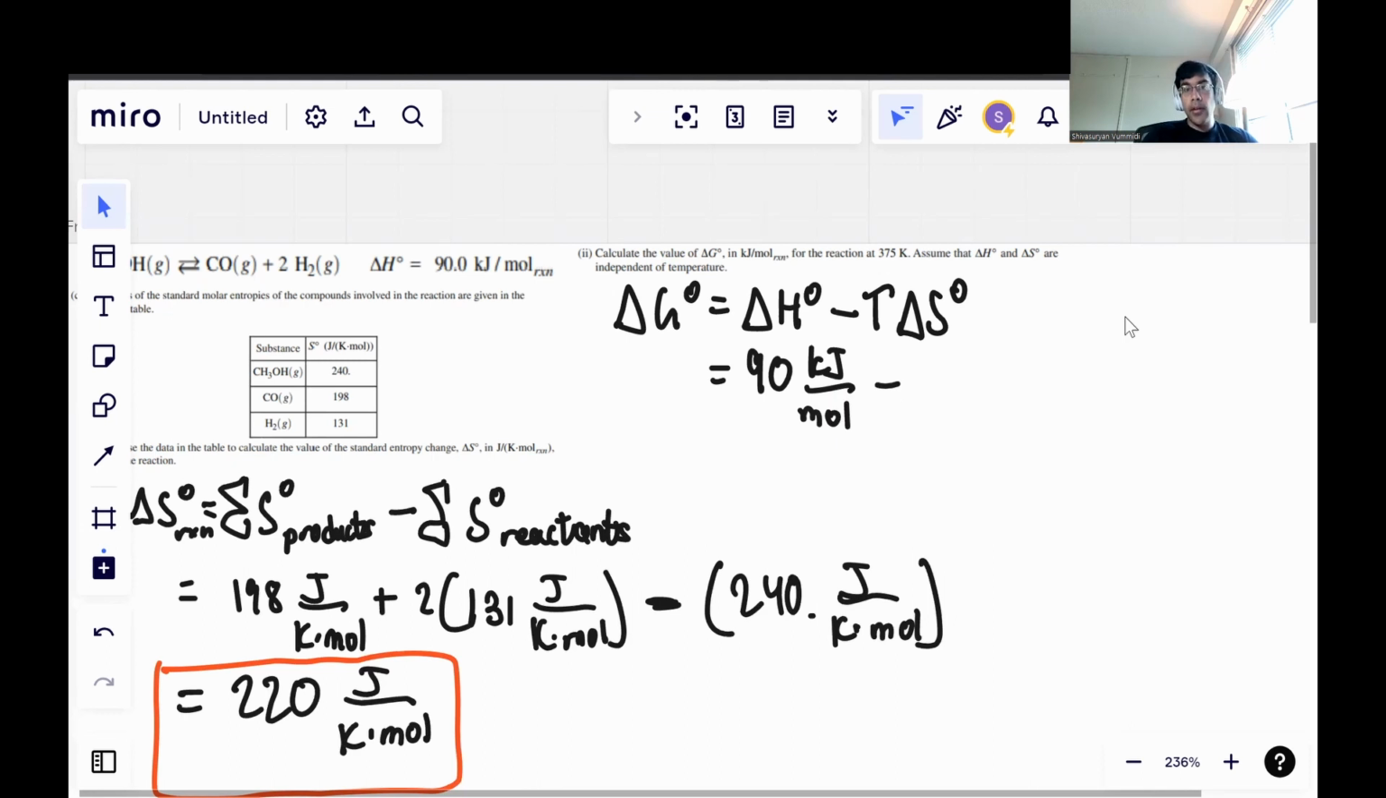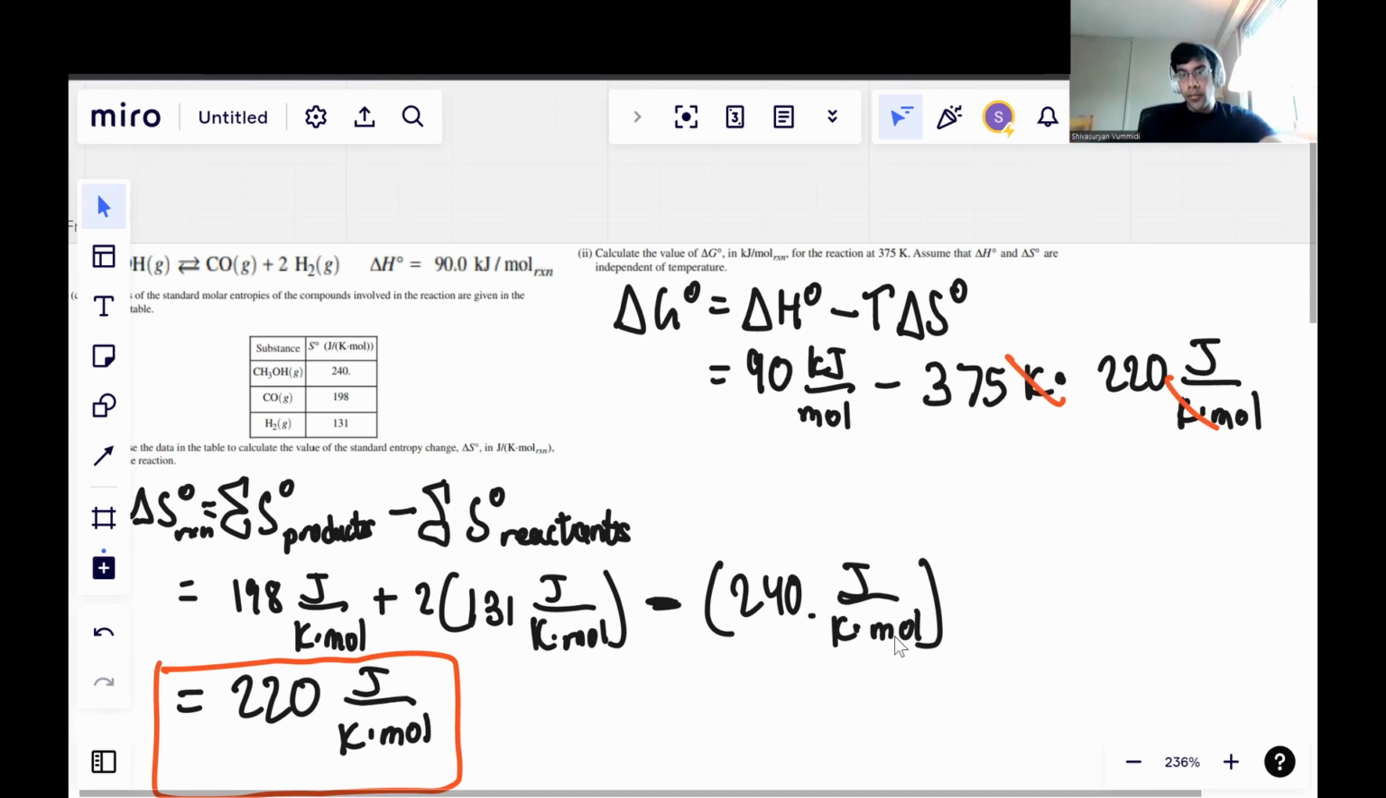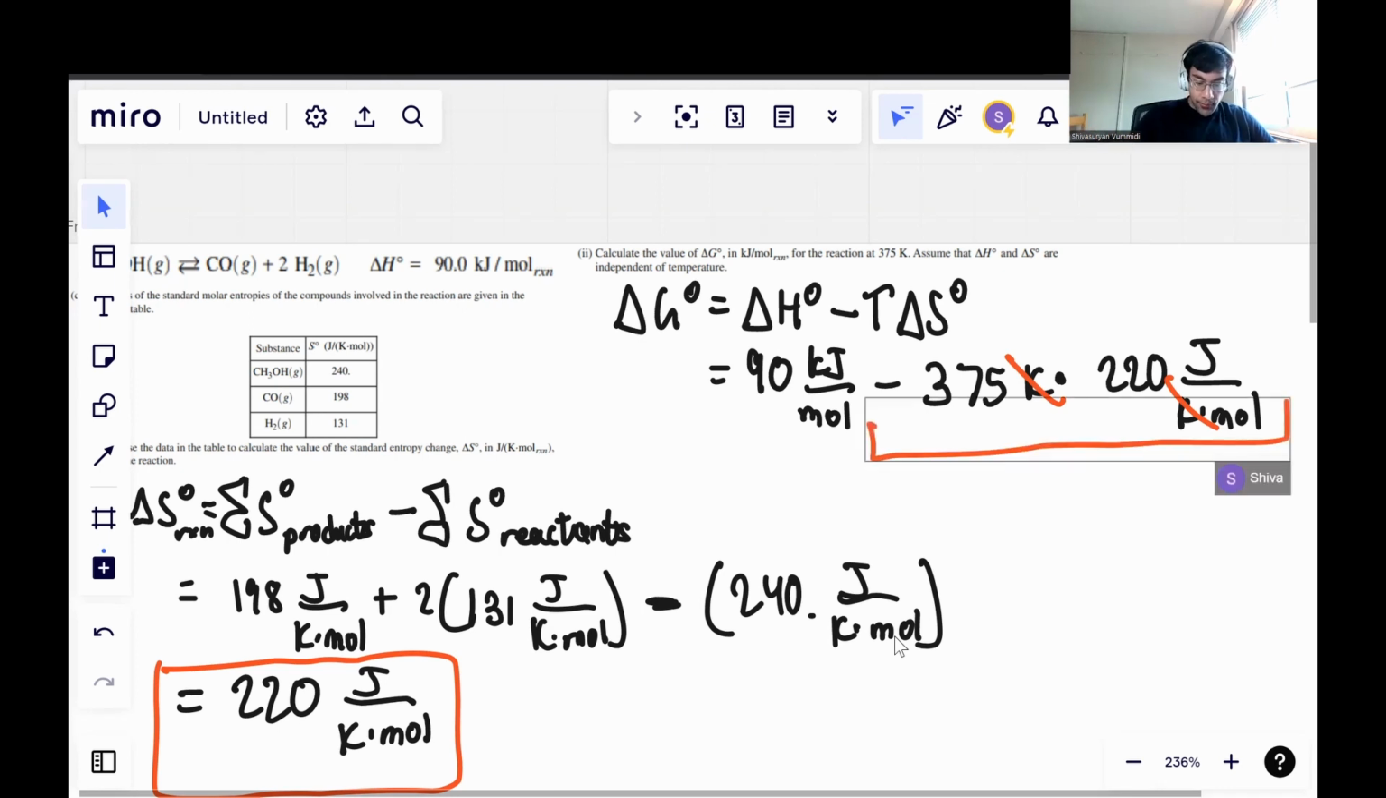And we're subtracting 375 Kelvin, which is our temperature, times the delta S value that we calculated, which is 220 joules per Kelvin mole. When we do the math, the Kelvins cancel out. So what happens when the Kelvins cancel out? Now we're left in joules per mole. But we can't just subtract kilojoules from joules or vice versa. They have to be the same unit. So let's first focus on this term here, and we'll try to express that in terms of kilojoules.